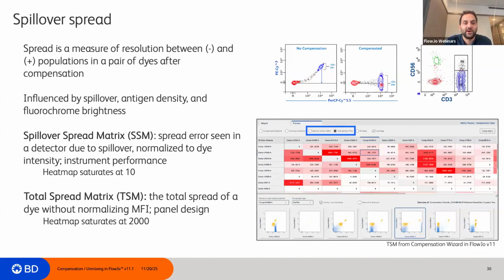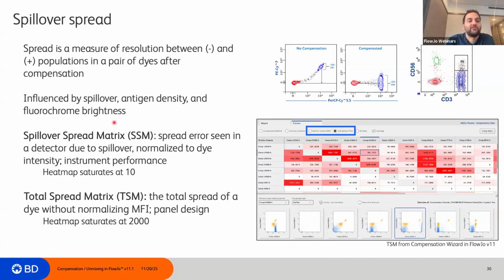You have this spread, which can really make it difficult on your fully stained samples to identify the double positive population, because you see this spread here. If you put it in a panel and you have CD3, CD56 here, this spread would be preventing us from finding the double population easily. So then we need to make sure we either have a different fluorochrome brightness or a different antigen density. All those factors contribute to that spillover spread.